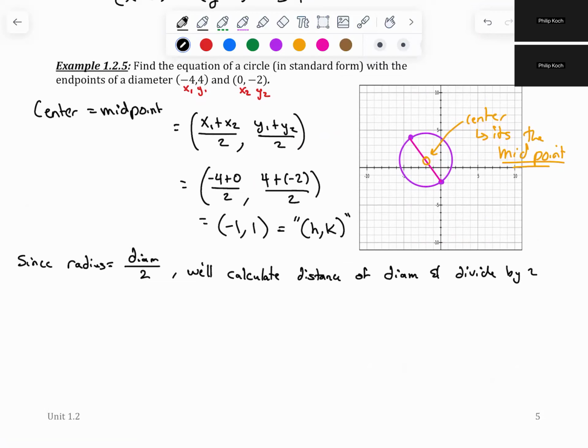Yes, Mark. Where did I get negative 4 from? Oh, you're right. No, you're absolutely right. I made a mistake. I was looking at this one. It should be negative 2. So I did do it right. Negative 4 plus 0 is not negative 2. I'm just going a little bit crazy. Aren't we all? Thank you for catching that.